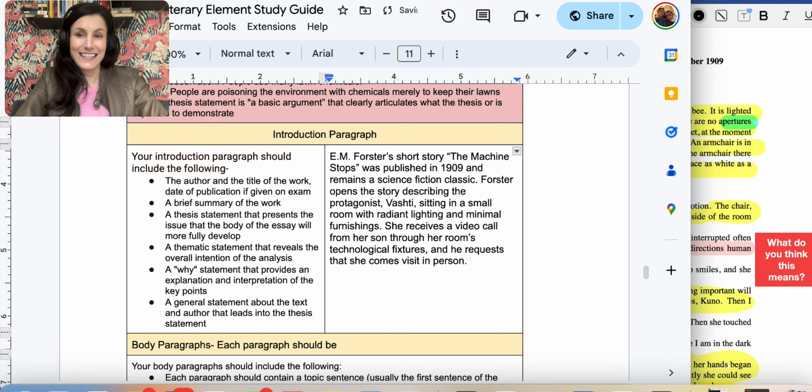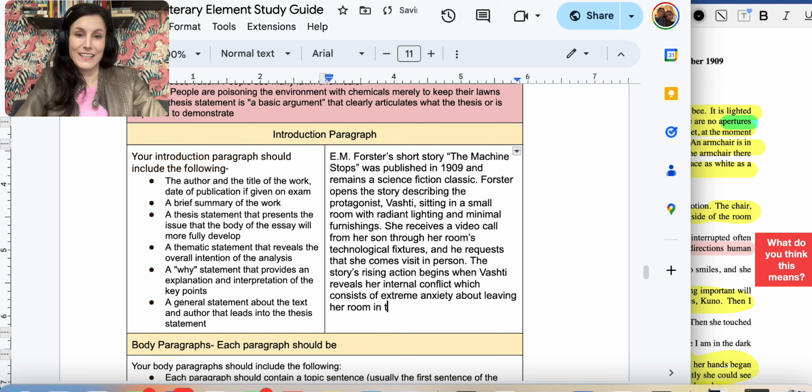And then we can say the story's rising action begins when Vashti reveals her internal conflict, which consists of extreme anxiety about leaving her room in the machine.